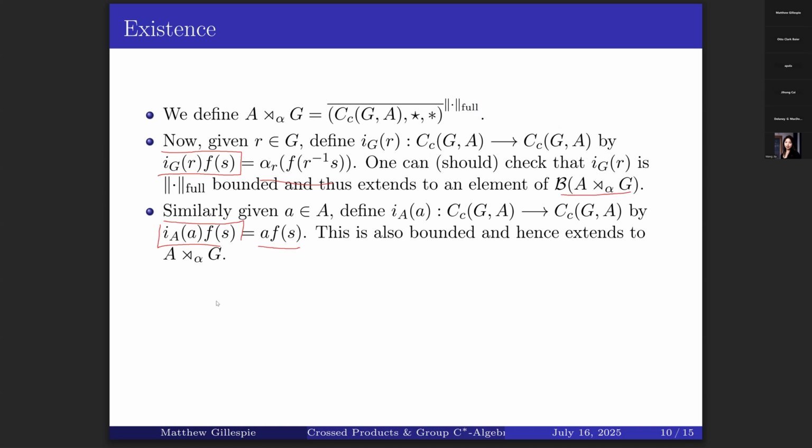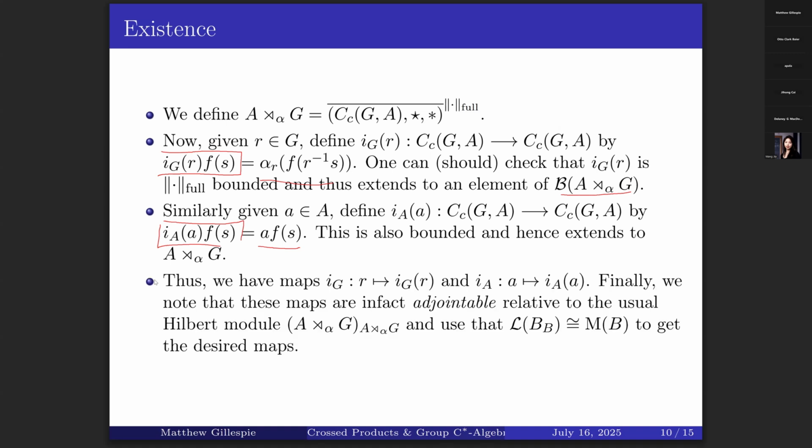And then the idea is that you want to check that these bounded operators between this cross product are what are called adjointable relative to the canonical Hilbert module associated to any C-star algebra, in this case the cross product.